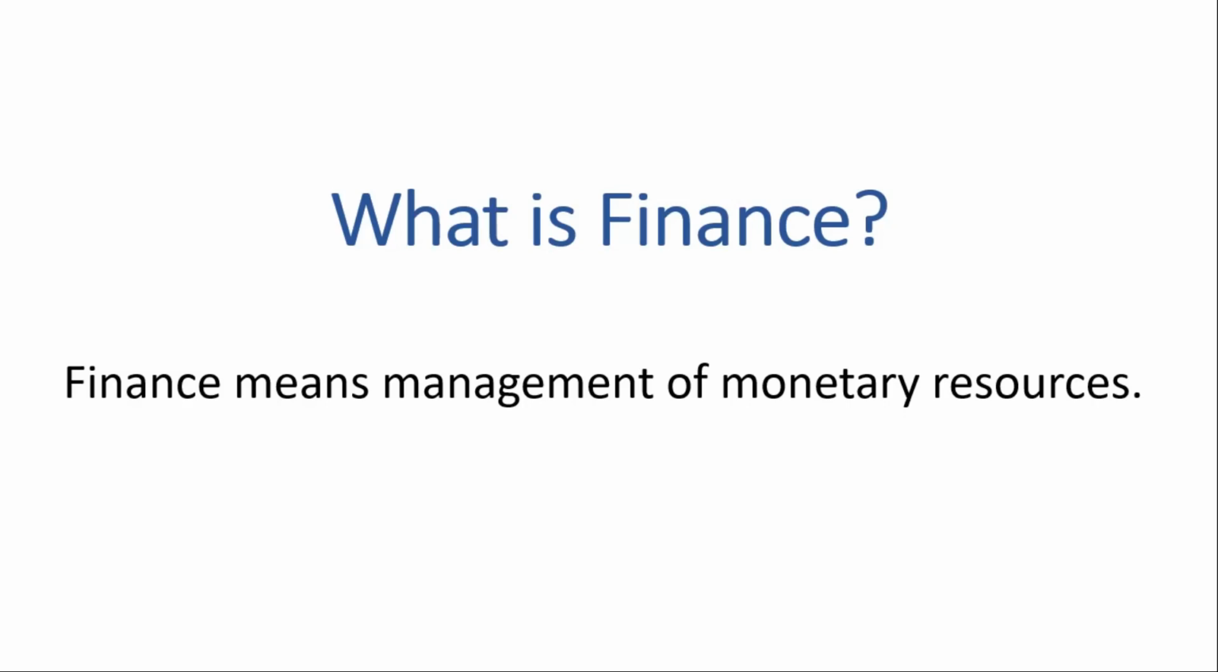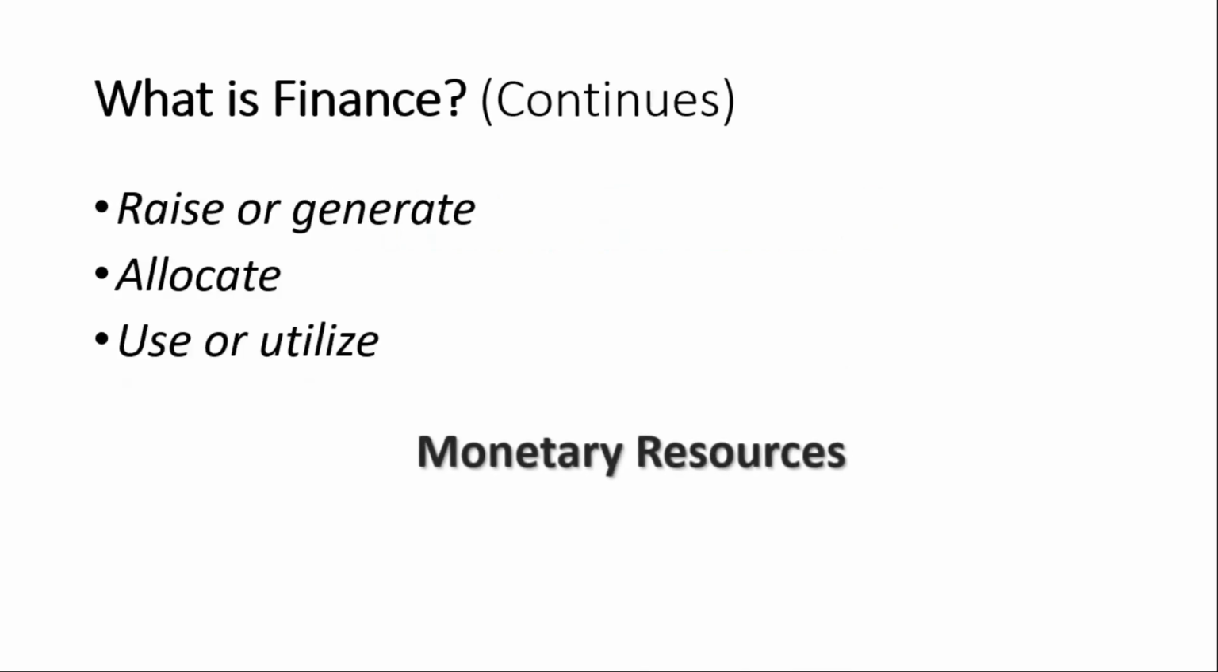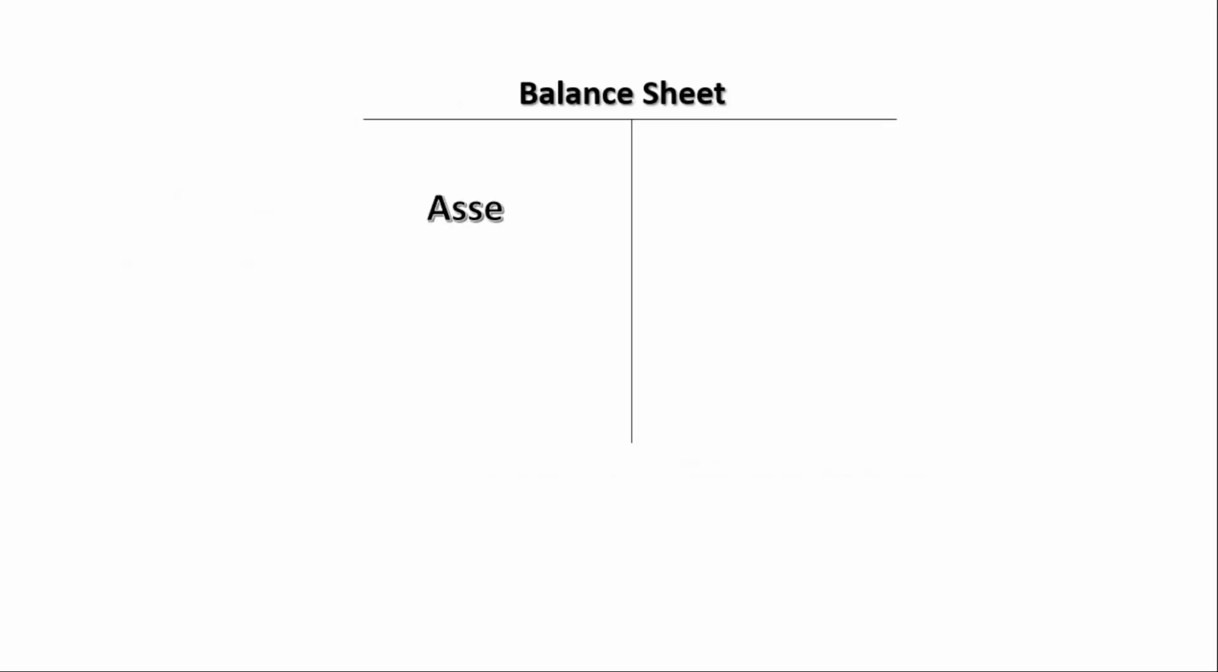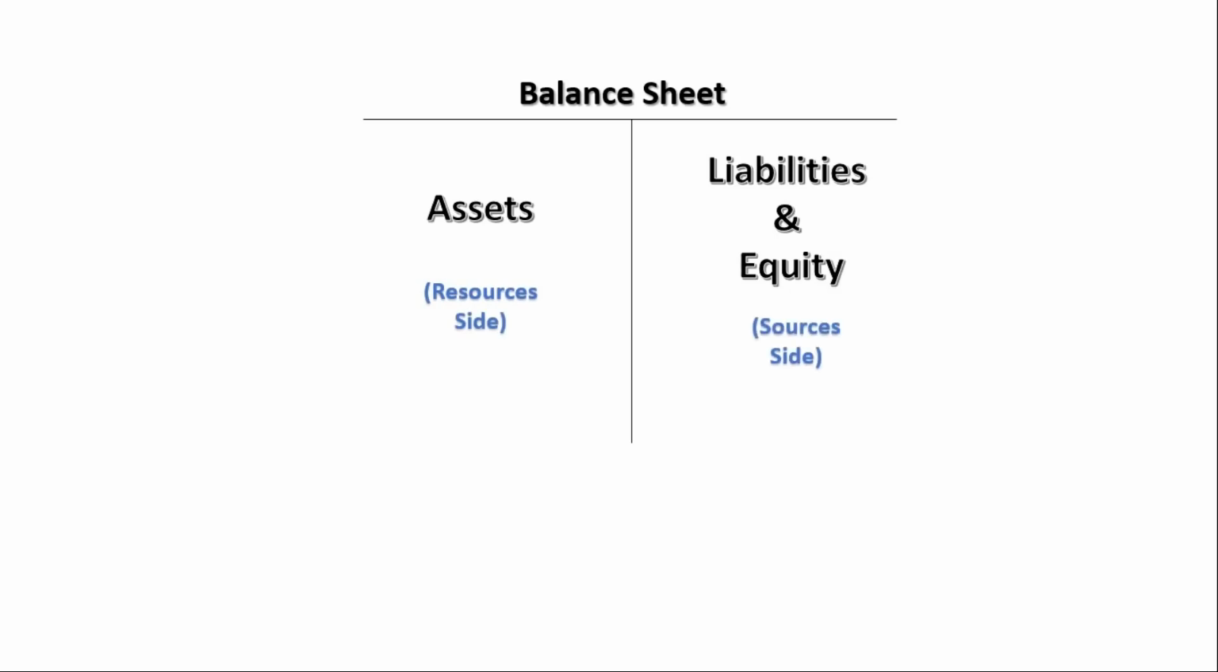the three keywords. And those three keywords are raise or generate monetary resources, allocate monetary resources, use or utilize monetary resources. So let's discuss these three keywords in detail. This is your balance sheet. Left hand side of the balance sheet is known as the asset side, whereas the right hand side is the liabilities and the equities side. Asset side is also known as the resources side.